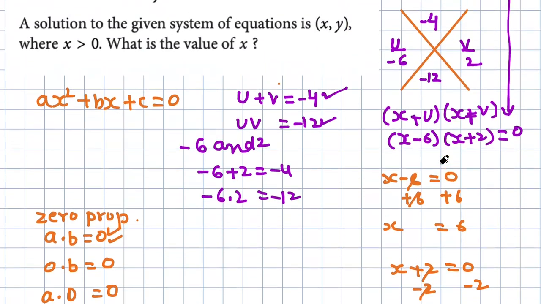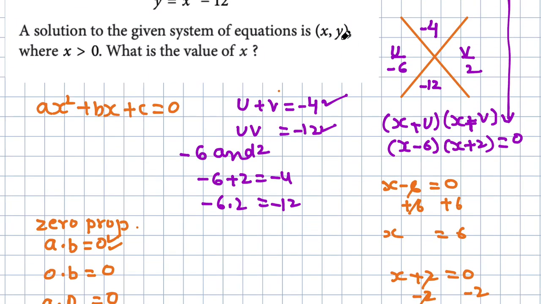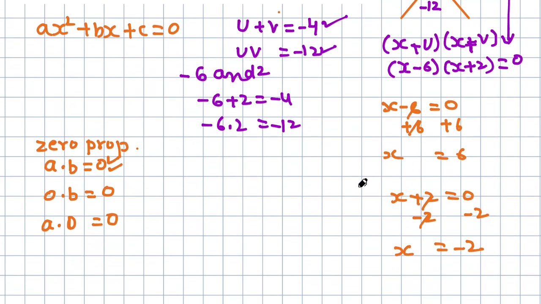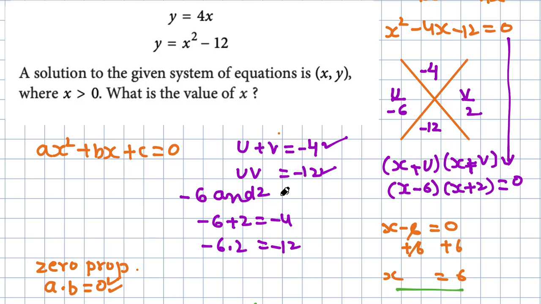Now we need to find x and y. Definitely the question is about x and y. But the final question is, what is the value of x which is greater than 0? So if we see here, we have got two values of x. One is x equal to 6 from here, and one is x equal to negative 2 from here, but we need only the value which is greater than 0, 6. So our answer is, the value of x is 6.